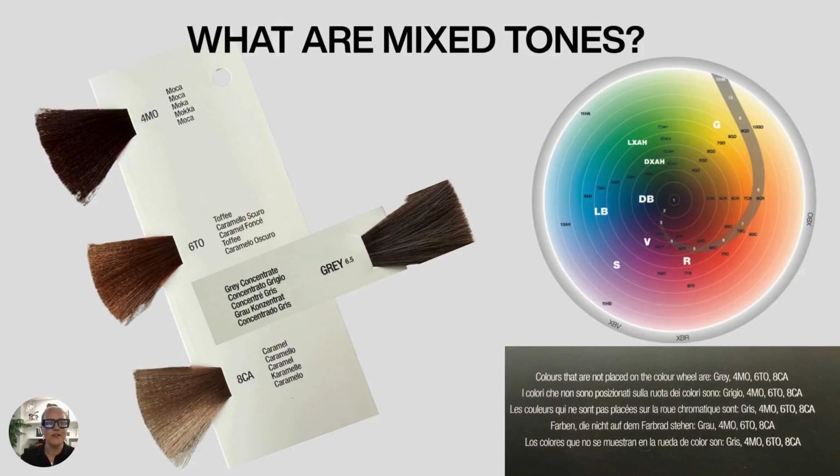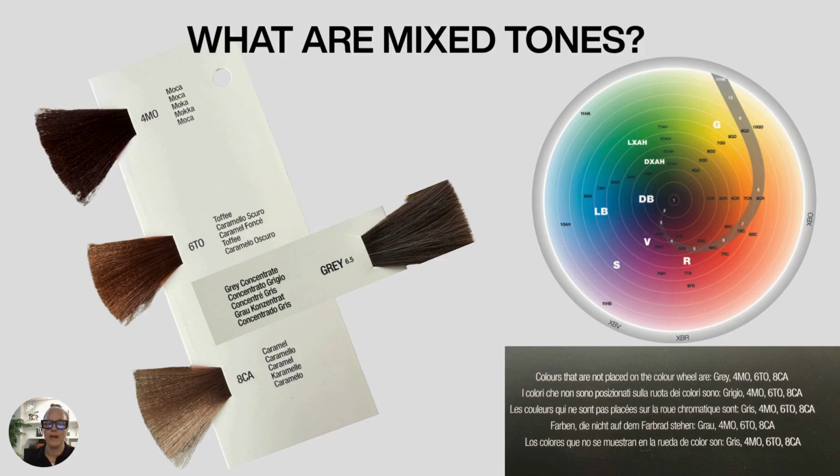So here are the mixed tones. We have the 4MO, the 6TO, and the 8CA, and also gray. So MO, TO, CA are all located on the same panel in the color chart, and gray you can find on the concentrate section of the color book.